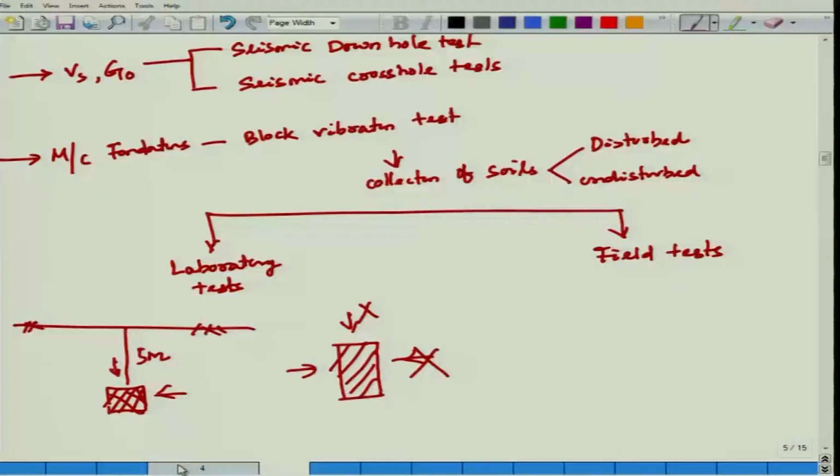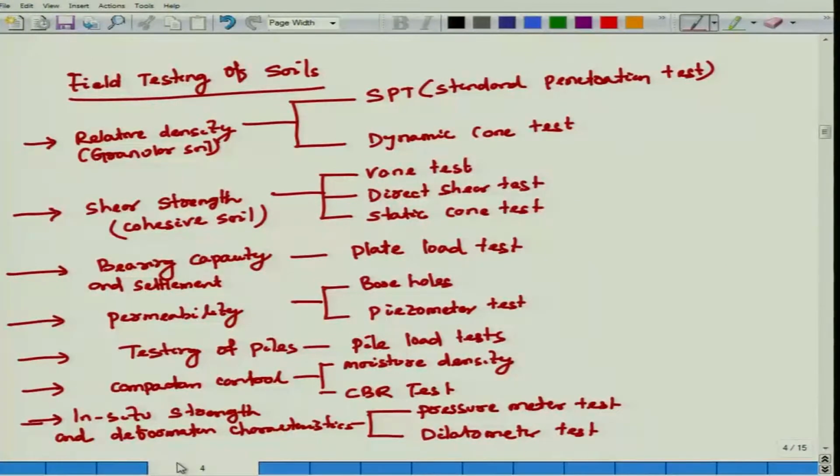Now, if I come back, field testing program of your soil. What are the different tests we are supposed to conduct? To know the relative density, particularly for granular soils, phi soils, it has been extended for C-phi soils also. So, SPT, this is called standard penetration test. We will go into details of all the tests. Standard penetration test means penetration values, then dynamic cone test, shear strength of cohesive soils. Shear strength of cohesive soils you can measure in the laboratory, absolutely no problem. Sometimes it is required to measure it in the field.